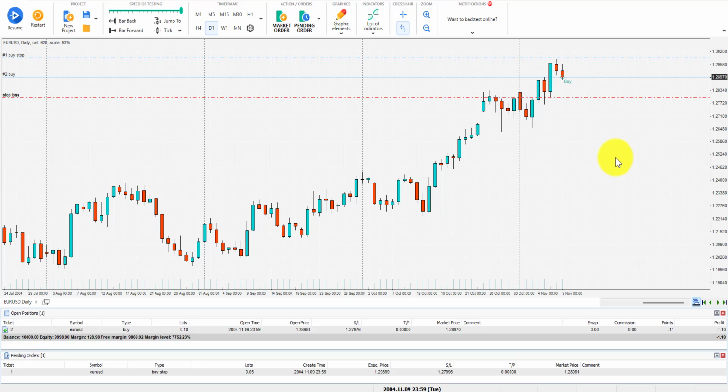So which one of these is a better approach? Can anyone tell me which one is better? Is it better to get in on the retracement of my big signal candle, or is it better for me to actually get in when the market clears that high? Which one's better? Buy stop.